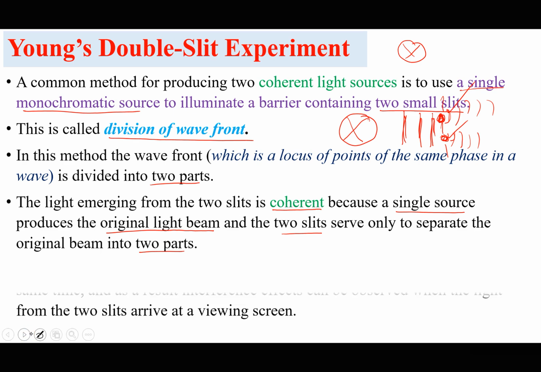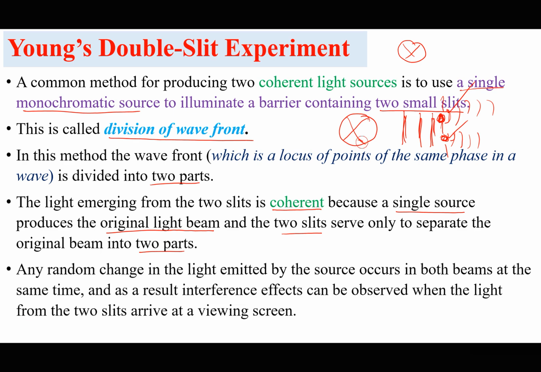So if there is a change in the phase of the light produced by this bulb, it changes for both of the slits, because the slits themselves are not producing their own light. They are just breaking down what has already been produced by the bulb. Any random change in the light emitted by the source occurs in both beams at the same time, and as a result, interference effects can be observed when the light from the two slits arrives at a viewing screen.